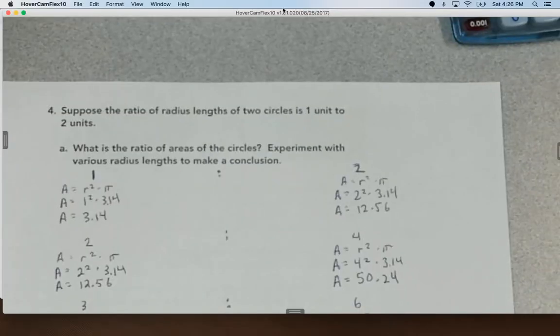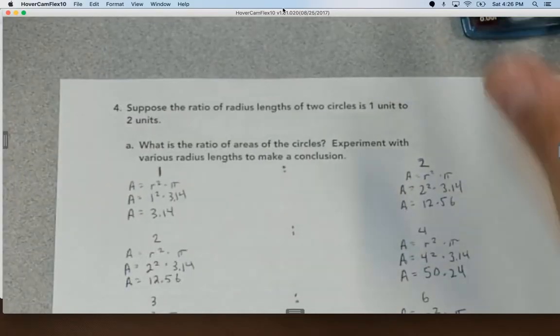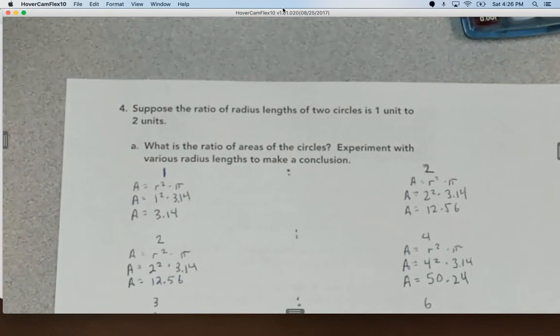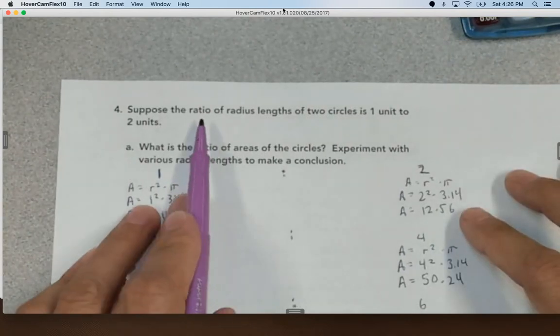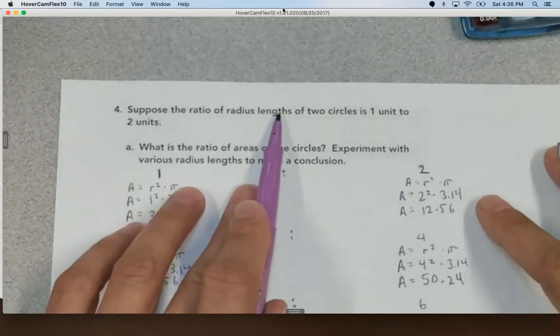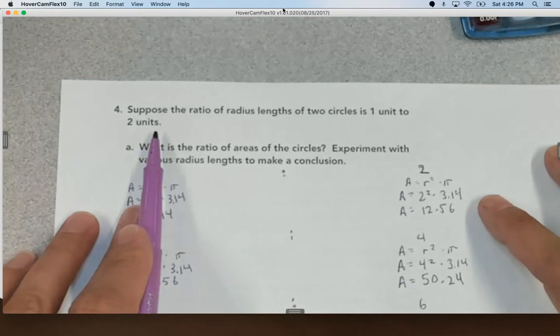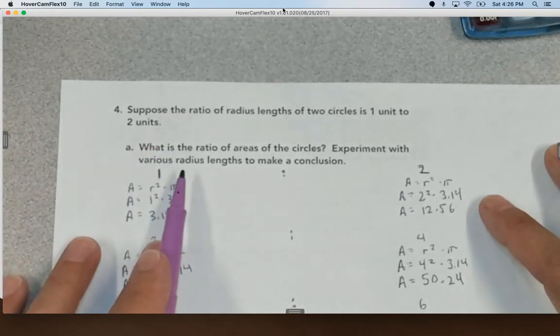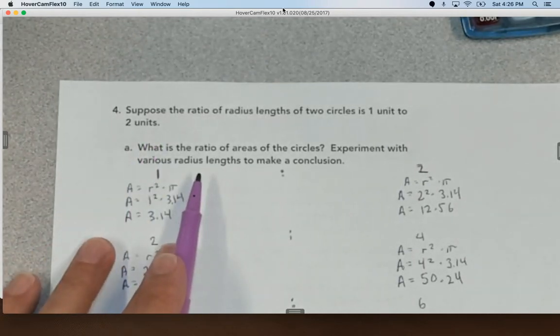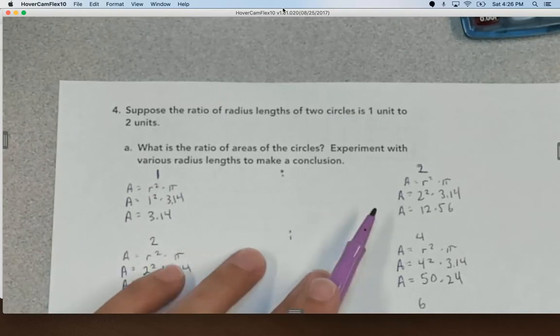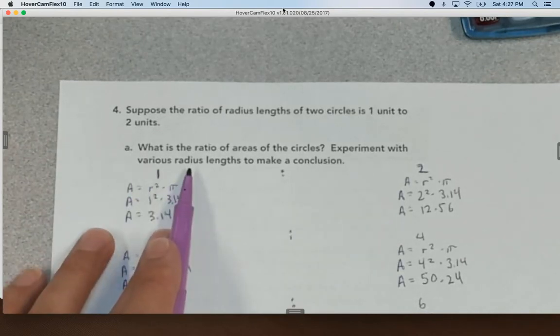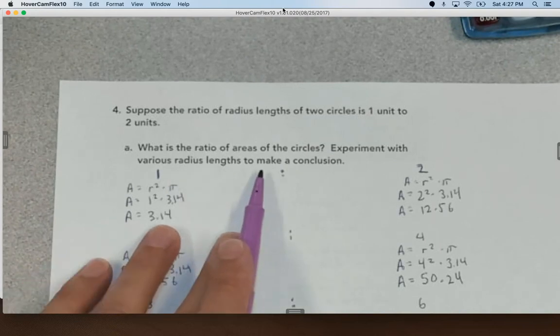All right. So this is a tricky one because we haven't dealt with a lot of ratios yet. Suppose the ratio of radius lengths of two circles is 1 unit to 2 units. What is the ratio of areas of the circles? Experiment with various radius, I should say radii, lengths to make a conclusion.